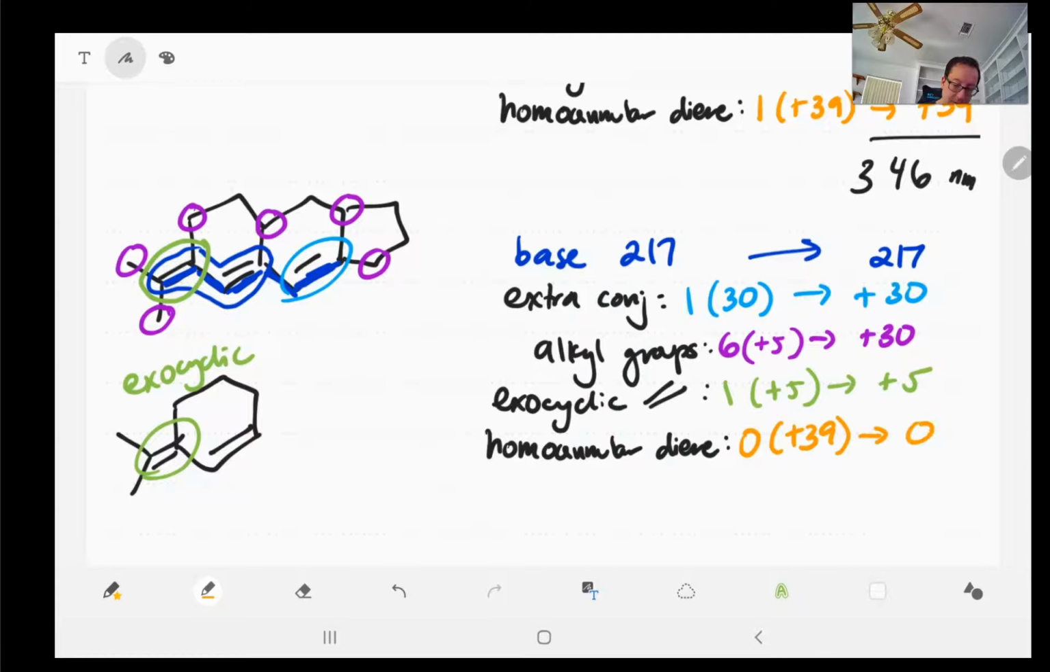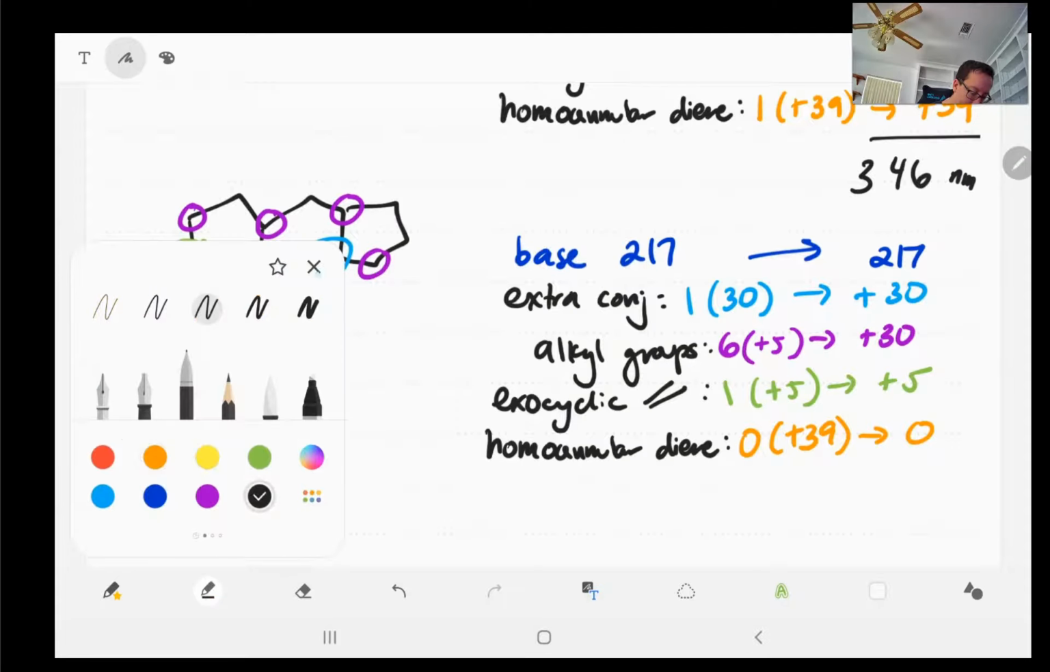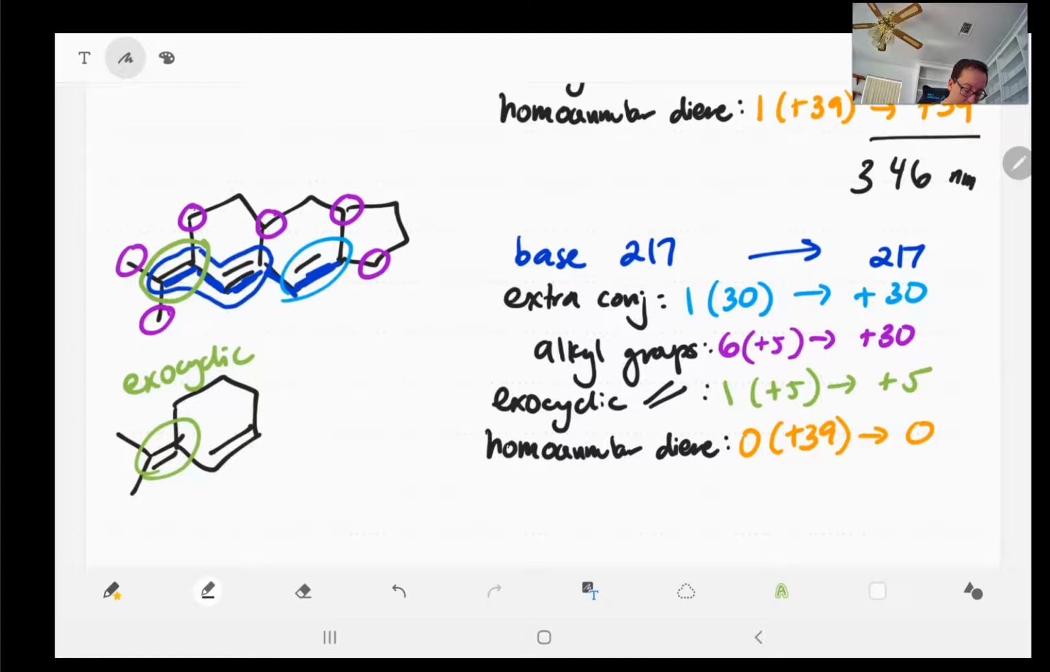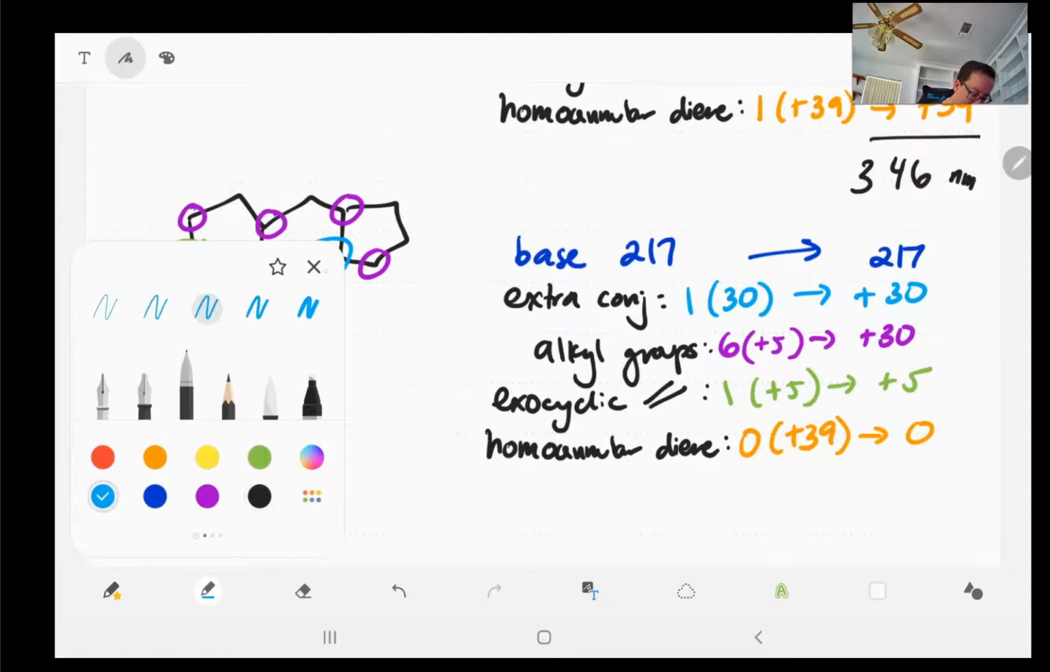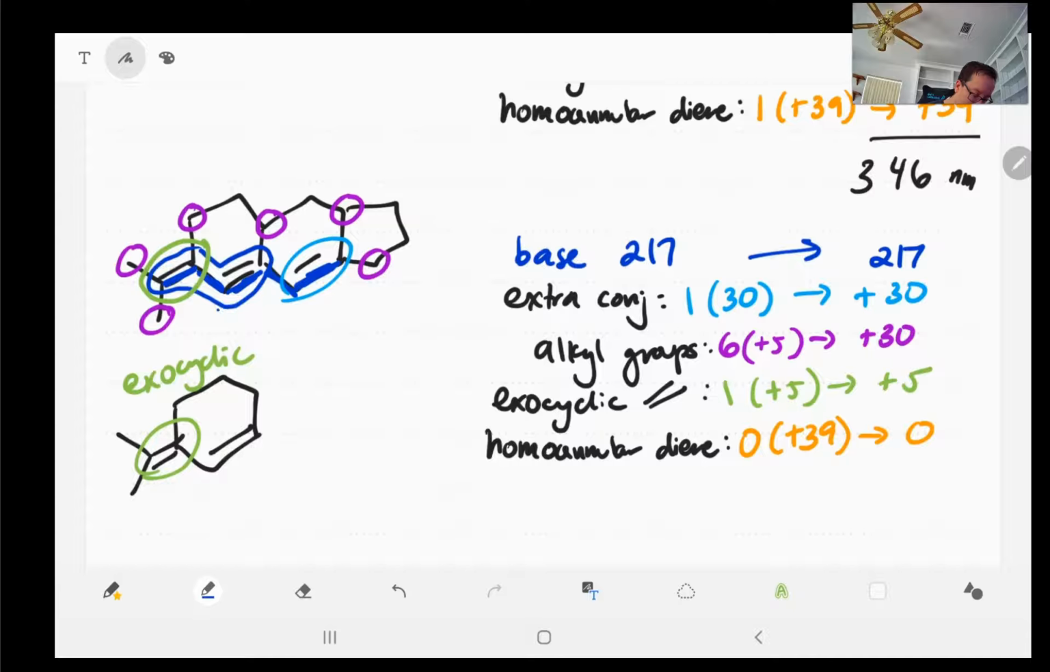Professor, I have a question. Yeah, what's up? So you mentioned how the base value includes 2 double bonds. Can one of the two be an exocyclic double bond? Yeah, sure, for sure. So I could have said my base is these two, and then the exocyclic one would be my extra conjugation, so that's going to give me plus 30 there, and then it's also exocyclic. And so all these things are just additive, they're independent of each other.